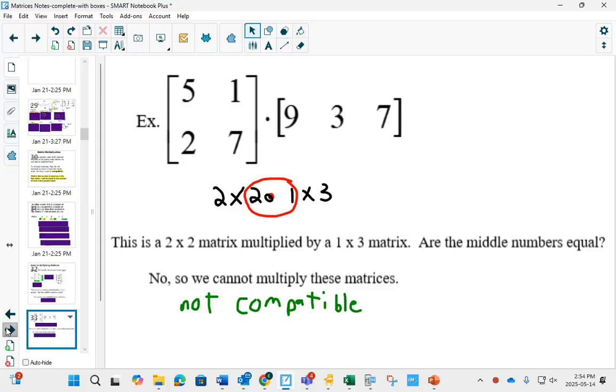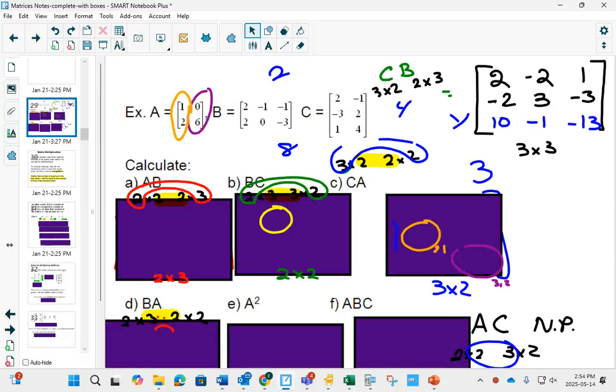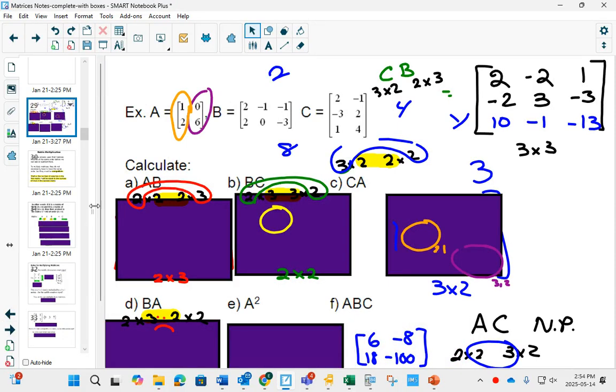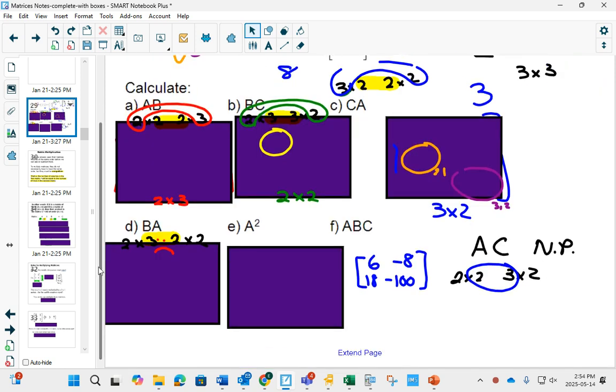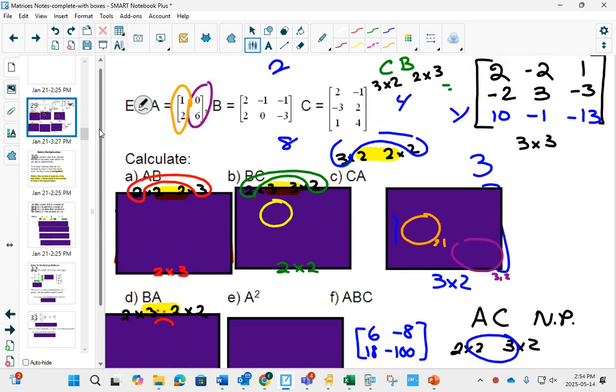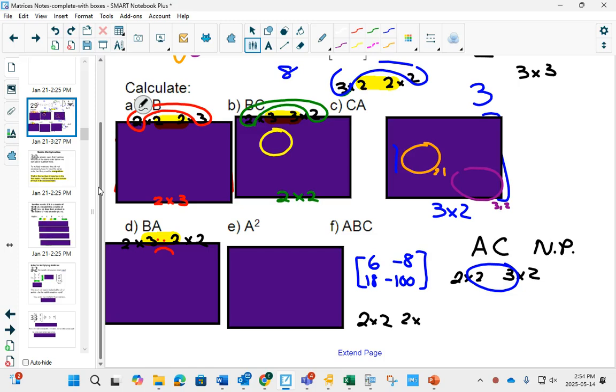Can you multiply more than 2 matrices together? You can. Because if you look at our examples, here we had A times B times C. Check it out. A was a 2x2. B was a, what was B? 2x3. And C was a 3x2. You see the middle numbers all are matching. And our final answer is a 2x2.